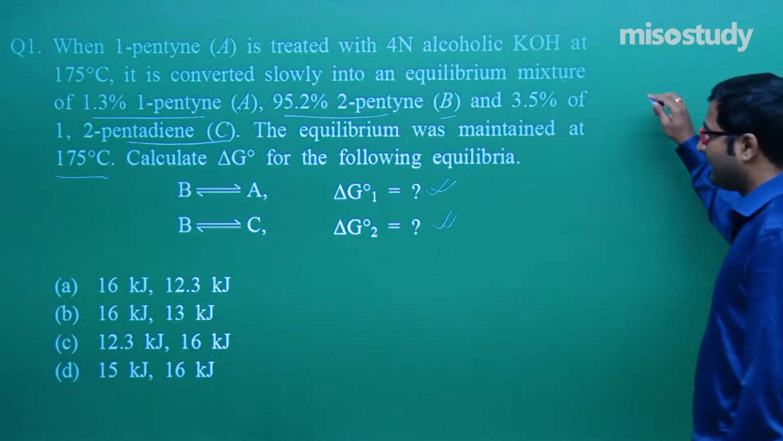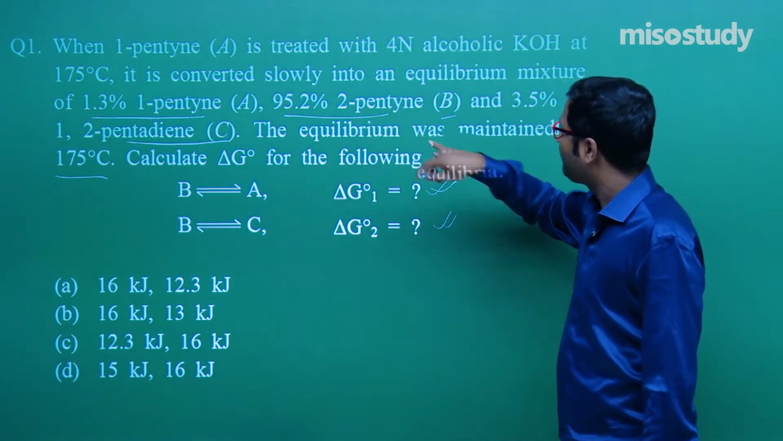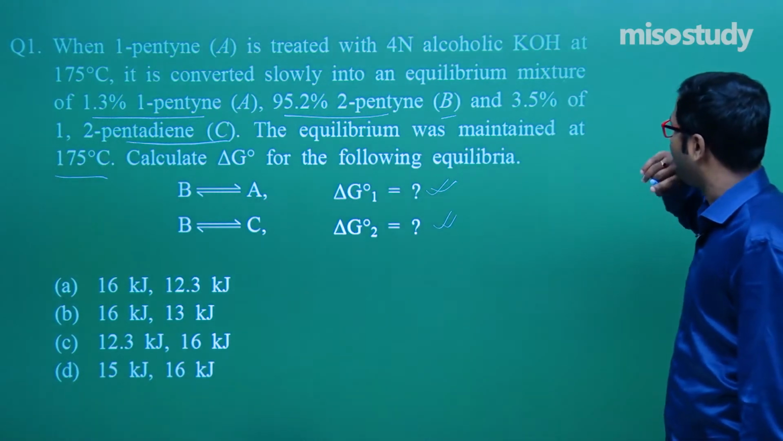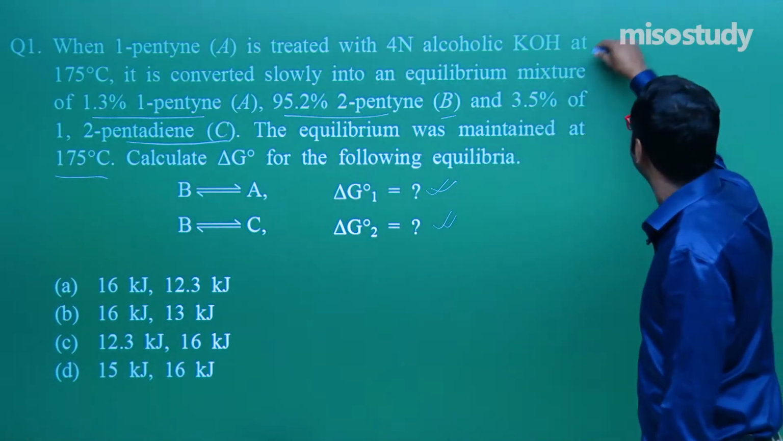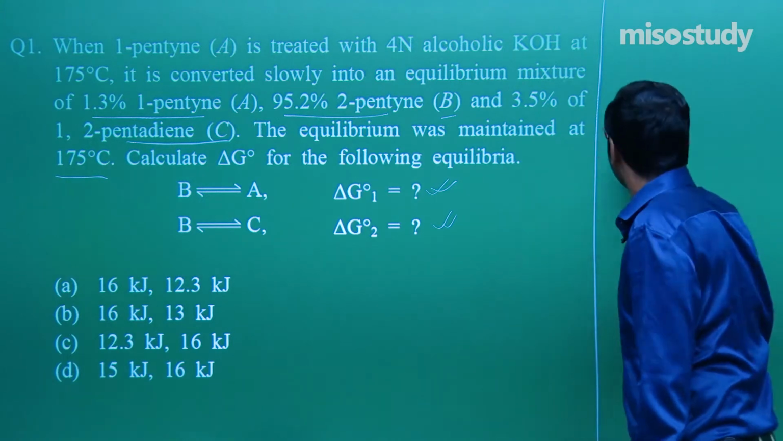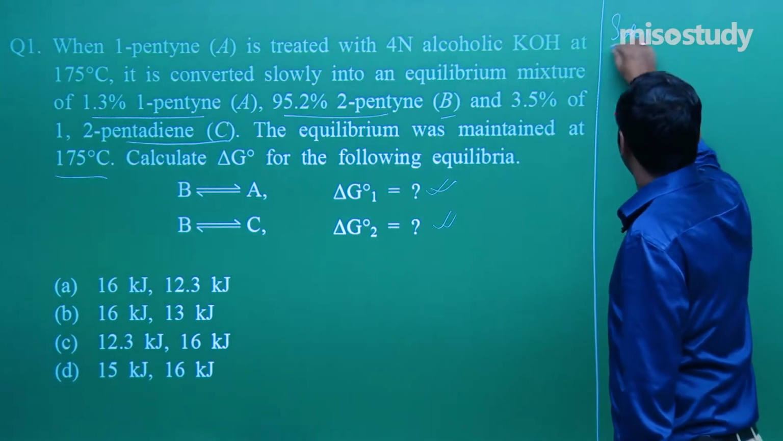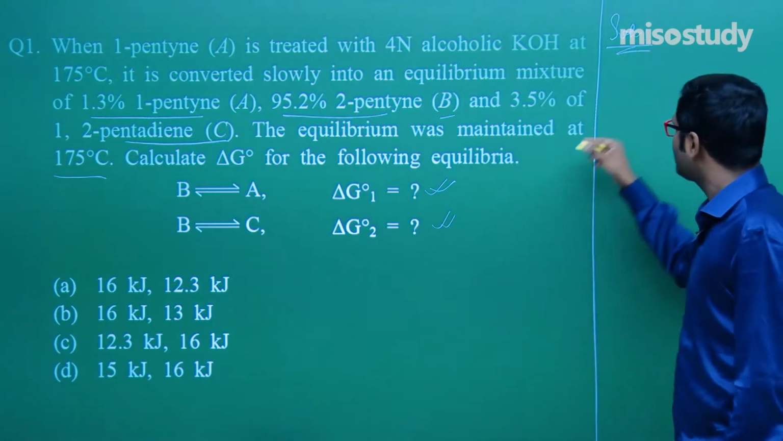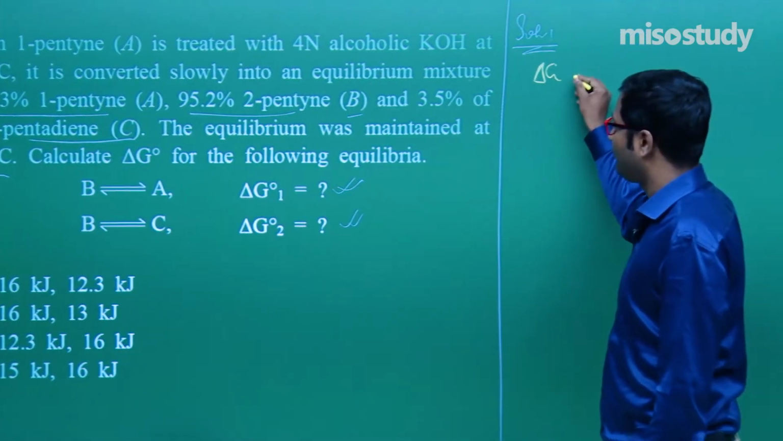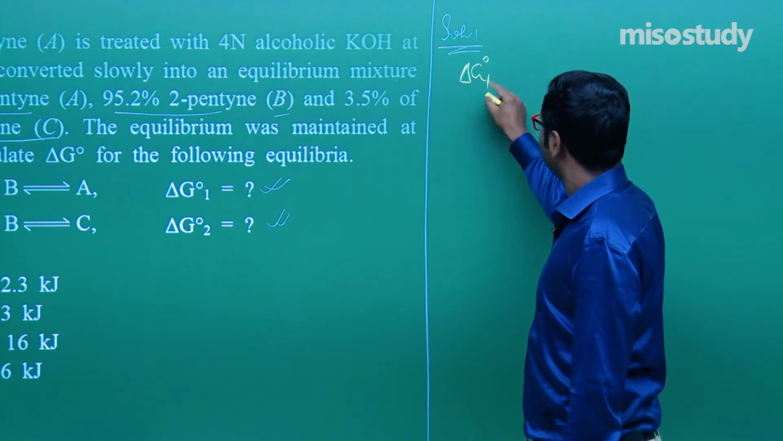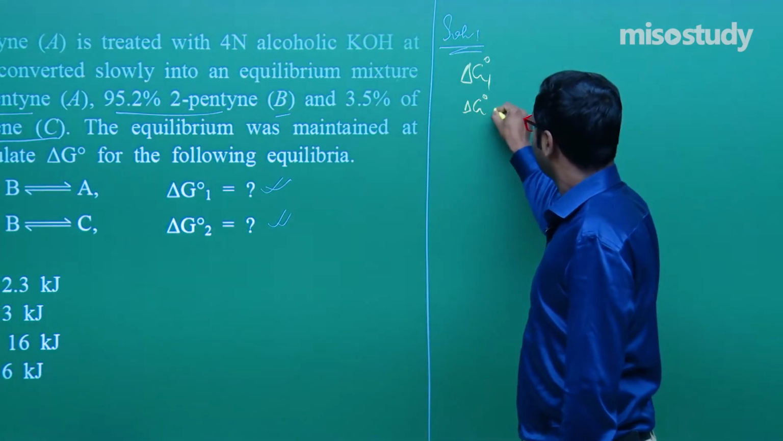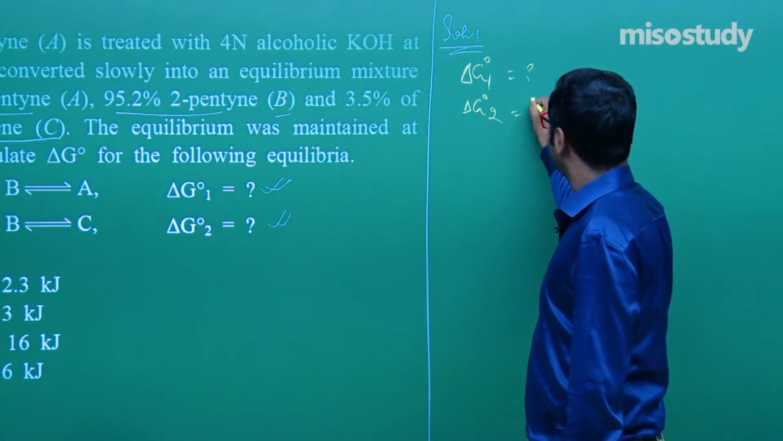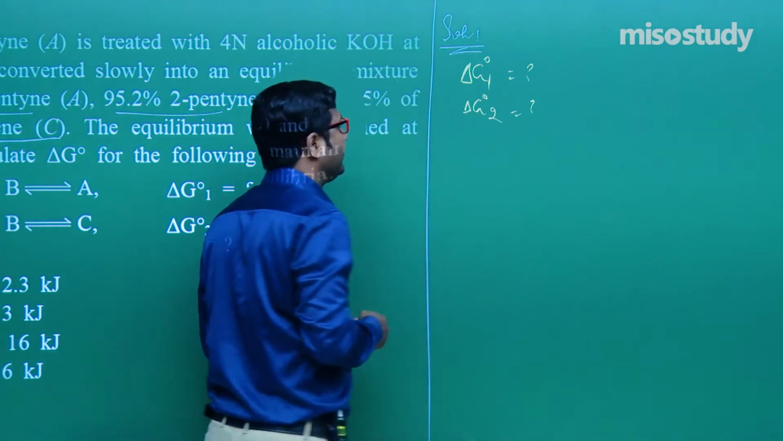Clear? Okay. Here B is 95.2% 2-pentyne, and A is 1.3%. So we are going to solve the question. What to find, friend? Tell me. Here delta G1, that is what we have to find, and clear these two explanations. Now I am moving here.